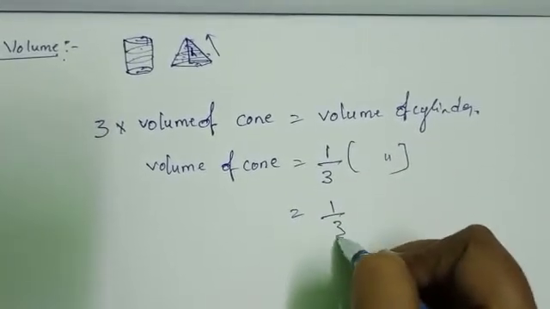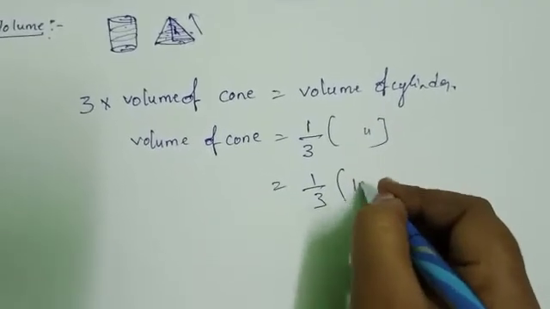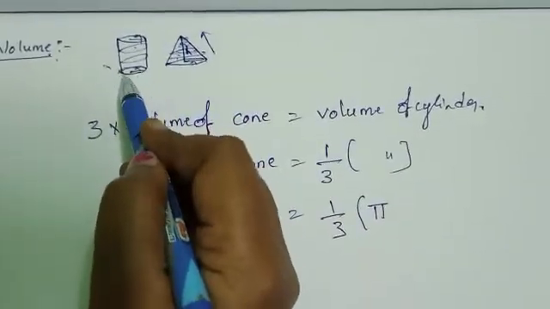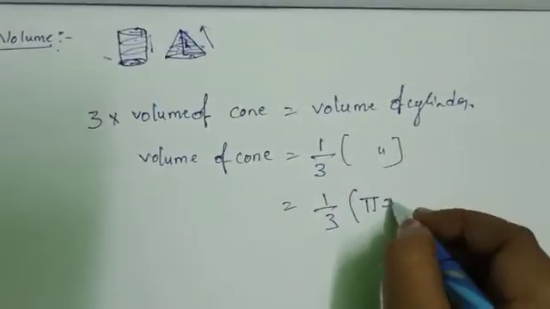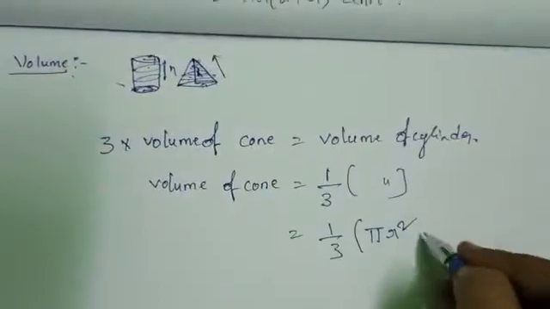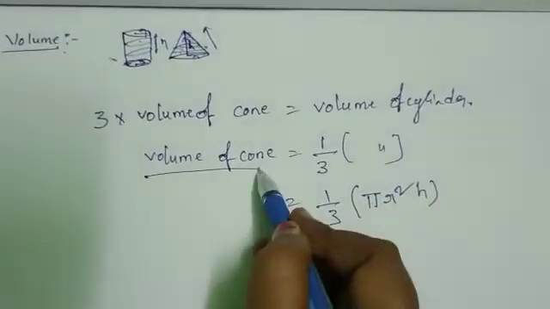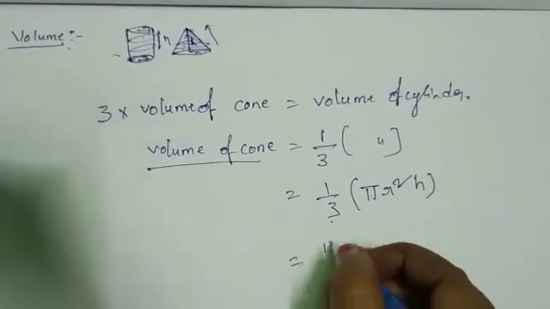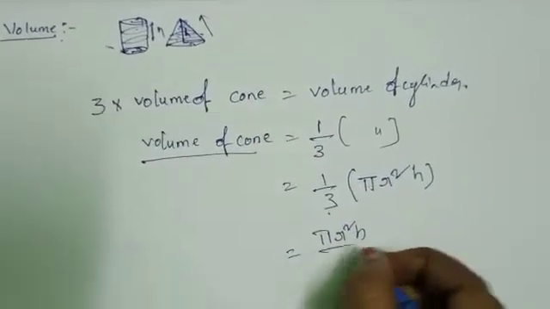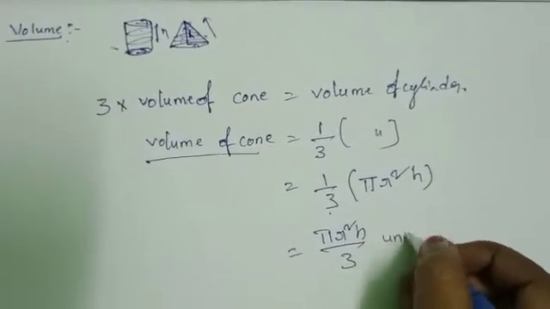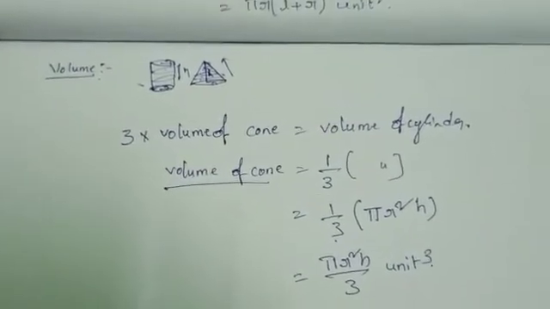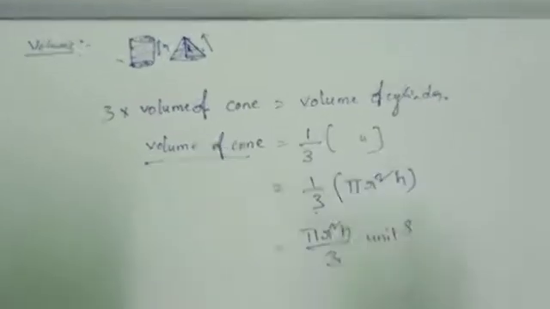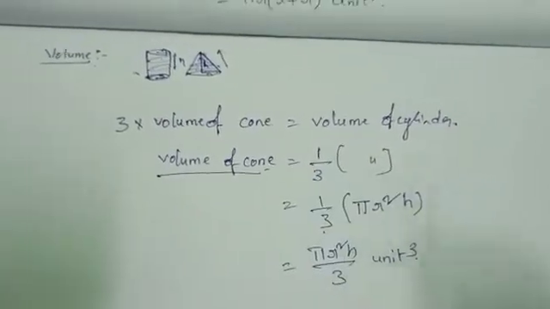Okay, what is the volume of cylinder? Bottom surface area into height. Okay, bottom surface is circle, pi r square, height is h. Okay, so volume of the cone equal to pi r square h by 3. Units are unit cube. These are the formulas for cone.